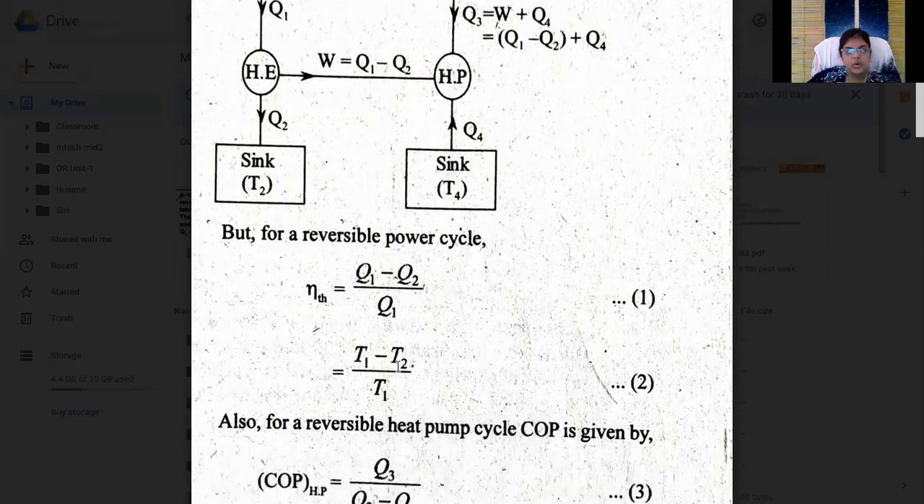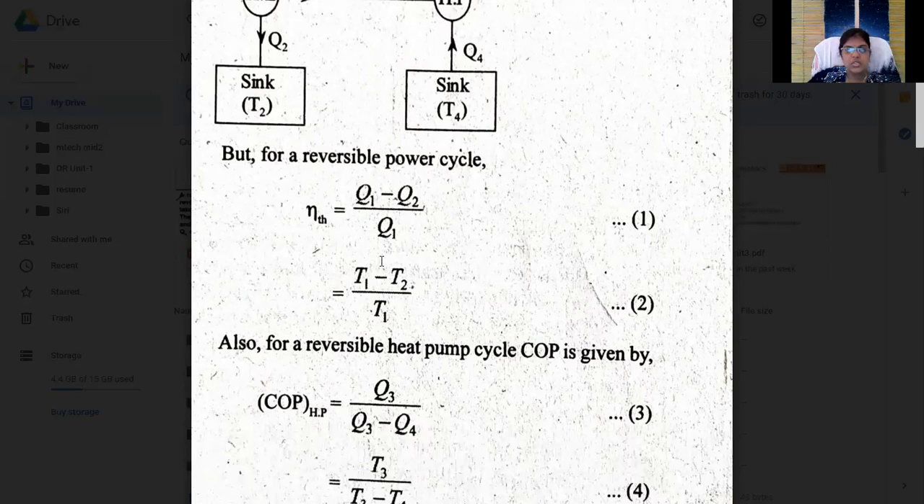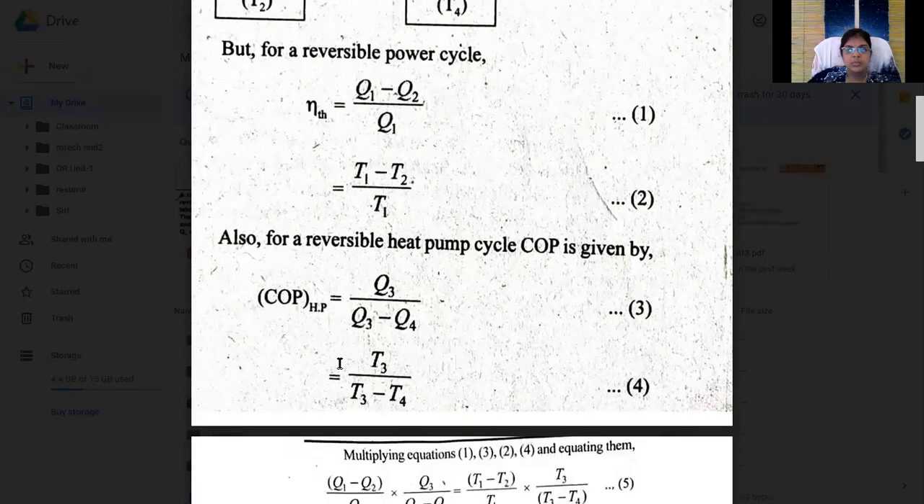So actually, according to the thermodynamic temperature scale, whenever the Q's are there, we just replace them with temperatures. So Q1 by Q2 is equal to T1 by T2. And the same thing here also, we just replace the Q's with the temperatures according to the thermodynamic temperature scale. So thermal efficiency is T1 minus T2 by T1. Also for a reversible heat pump cycle.